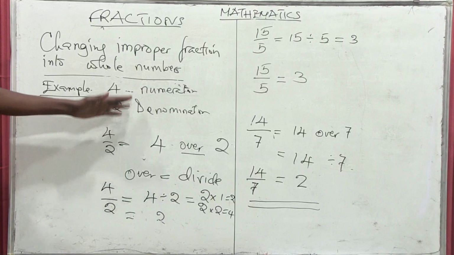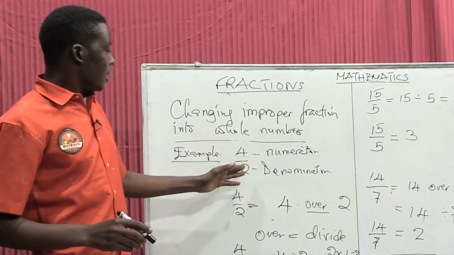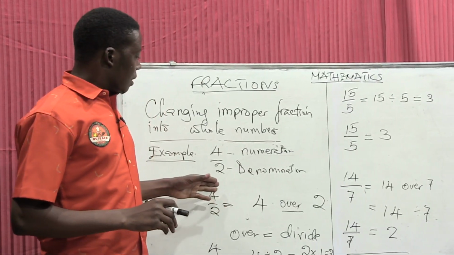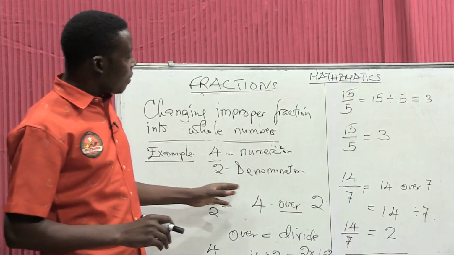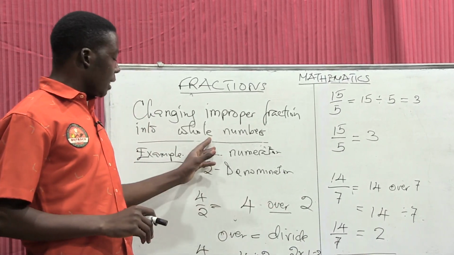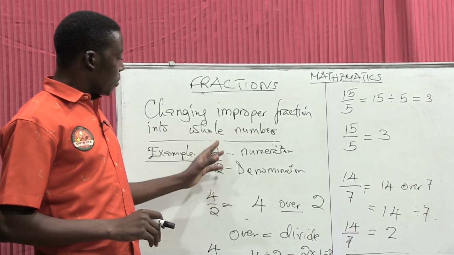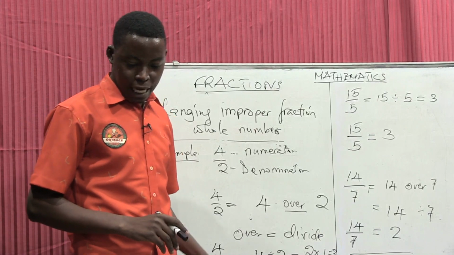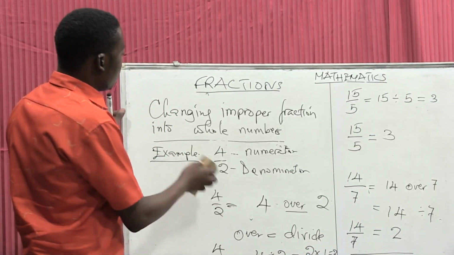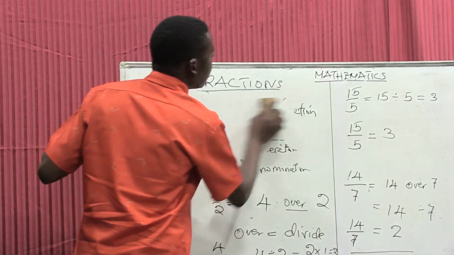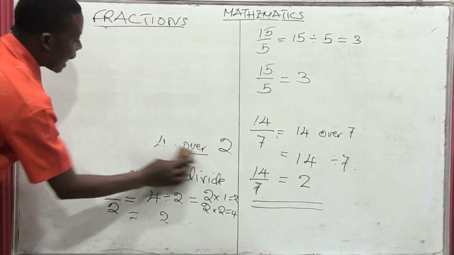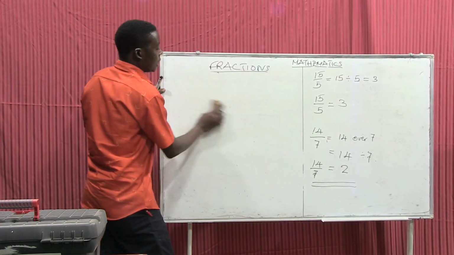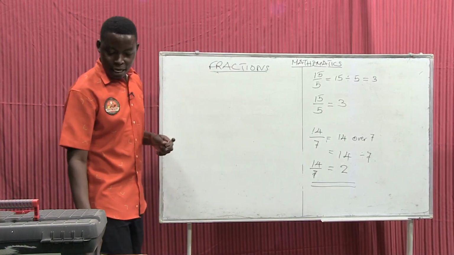Now, instead of writing something which is improper, something which is not well known, it's better to write it in a good format like this one. You change this improper fraction into a whole number. Right? Sometimes you may have a question on operations of fractions, but the answer you get is an improper fraction.